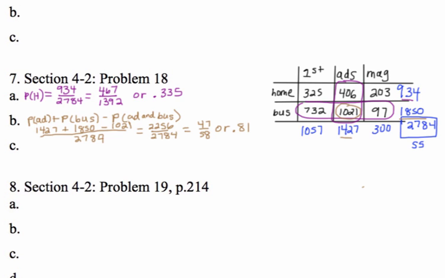Next, first class letter or home. So here's the first class letters, and here's the home. You see, not mutually exclusive. So we have to add up the first class letters, 1057, plus the homes, 934, and then subtract off the things that we counted twice, the 325.